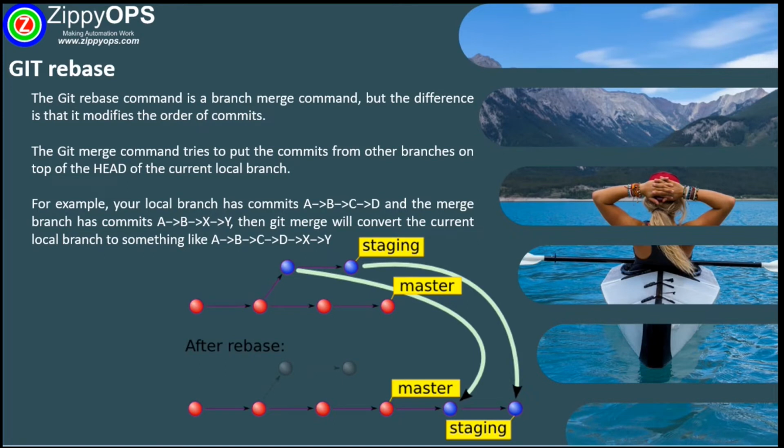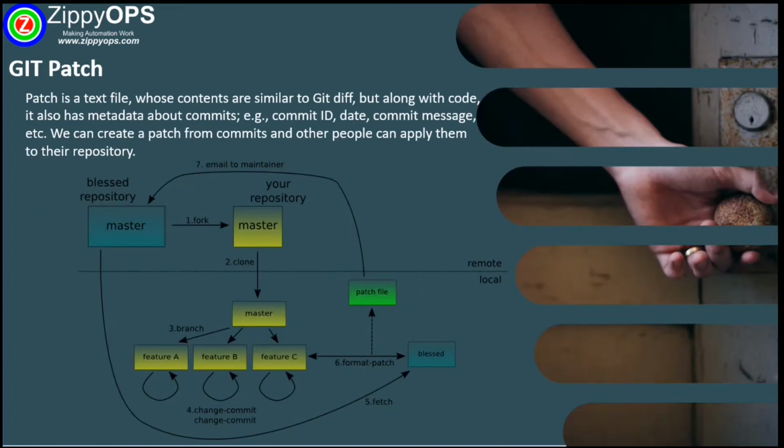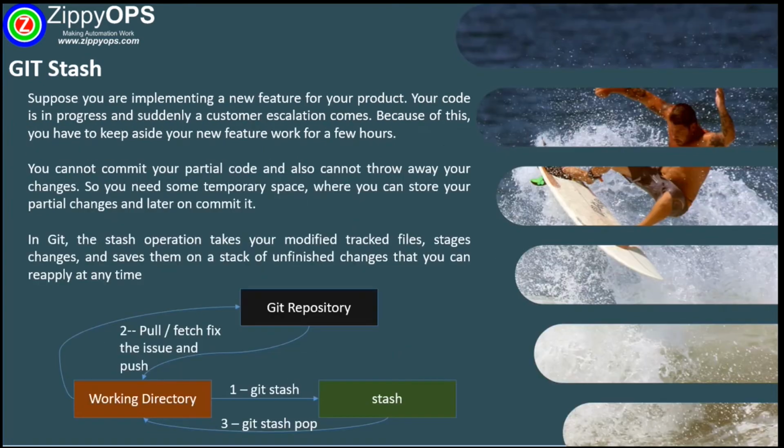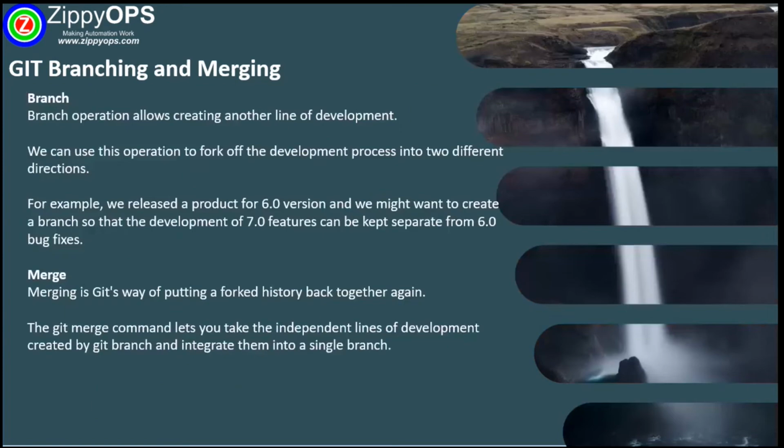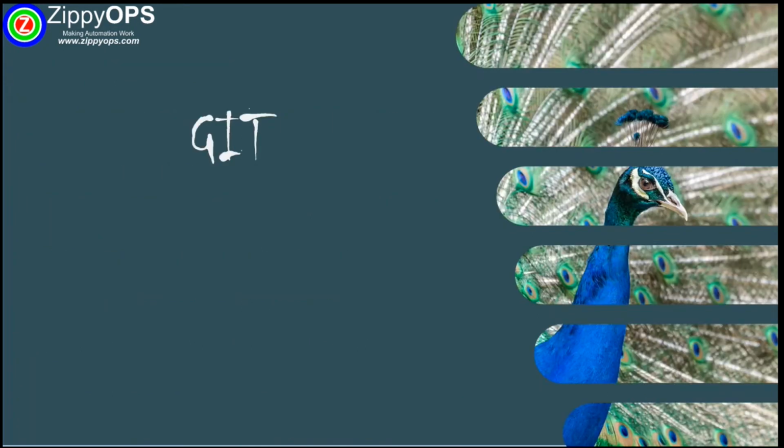Next is tags. What are Git tags and how do we use them? Basically, they are related to releases. Next, we'll talk about Git patch, and then we will talk about Git stash. These are all the concepts we are going to talk about. Here we are going to use GitHub as our centralized repository. That is a distributed version control system, and we'll talk in detail about that.